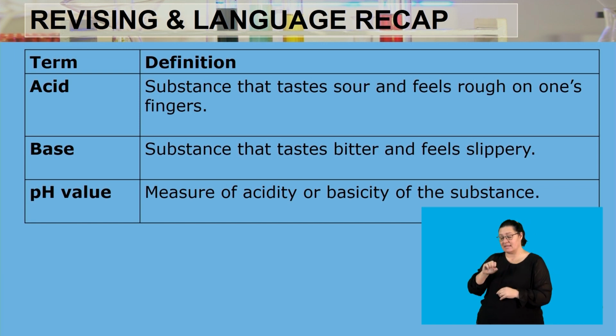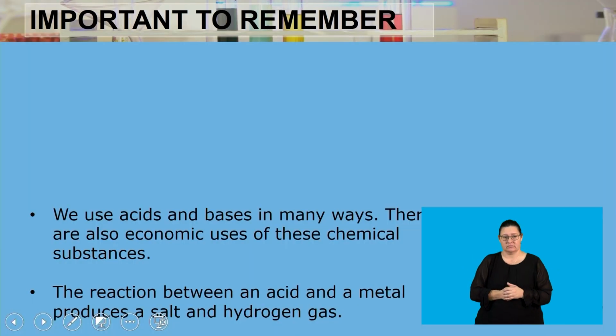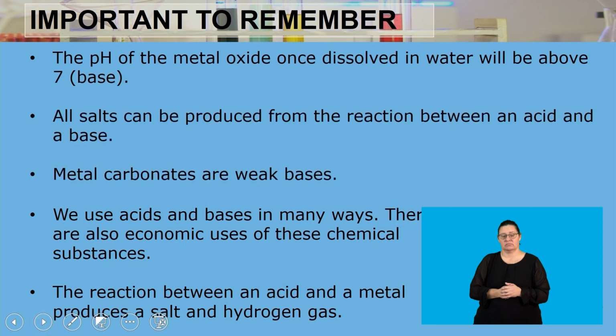Then a base is a substance that tastes bitter and has a pH that is greater than 7. And also, we know that as you move away from 7 towards 14, the stronger the base becomes. And then lastly, the pH value is the measure of the acidity or the basicity of the substance. You use those numbers between 0 and 14 to tell how strong or how weak the substance is, be it a base or an acid. And we know that if it has a pH value of 7, then that particular substance is neutral.